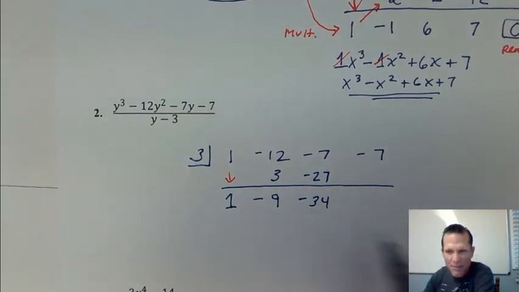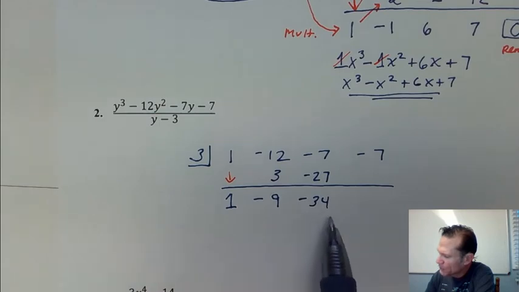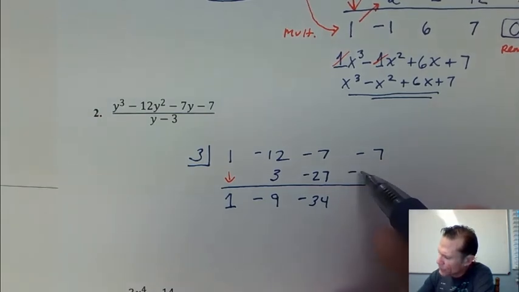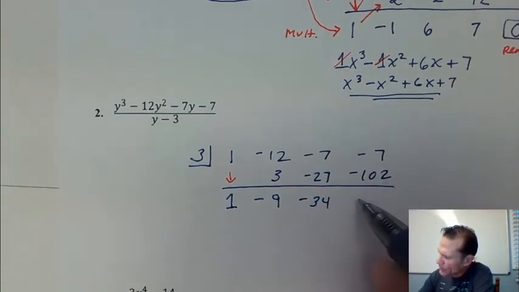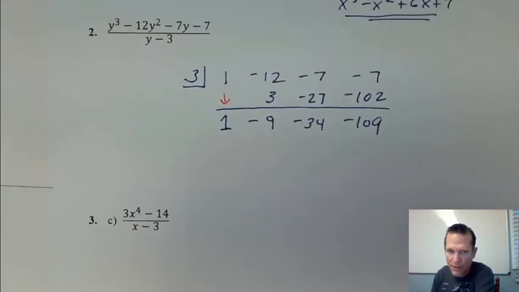So I'm starting to think that I made a mistake, but I'm pretty sure I've multiplied correctly. When I multiply here, I get 102. So I get -102, and I get this crazy remainder of -109. Okay, but that's all right. We just write our answer out.